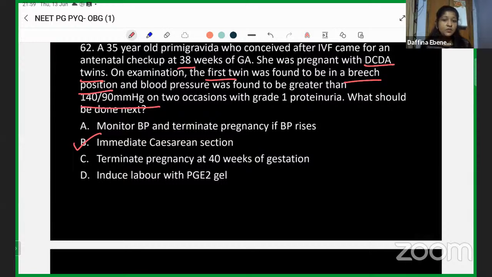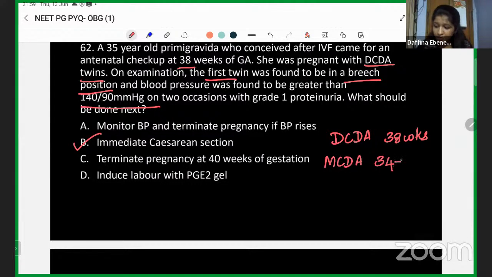Second thing that can be asked is what is the mode of delivery? What is the timing of delivery? For DCDA twins, it is 38 weeks. For MCDA twins, it is 34 to 37 plus 6. And for MCMA twins, it is 32 to 34 weeks.